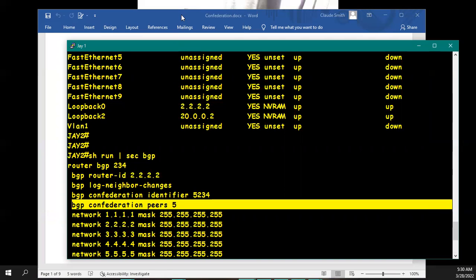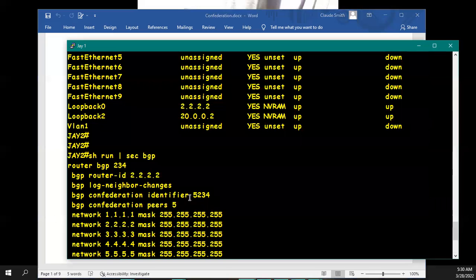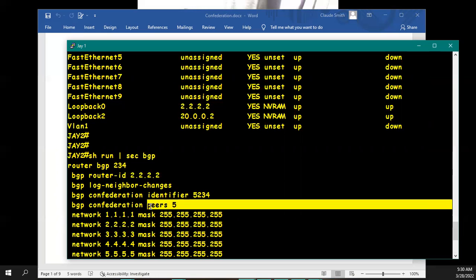So if you go back to the topology, you clearly see that autonomous system number 5 is our brother autonomous system to 234. So we're telling this router, even though you're in a much larger family, 5234, you also have a brother or sister router here, which is your peer, and that's autonomous system 5.